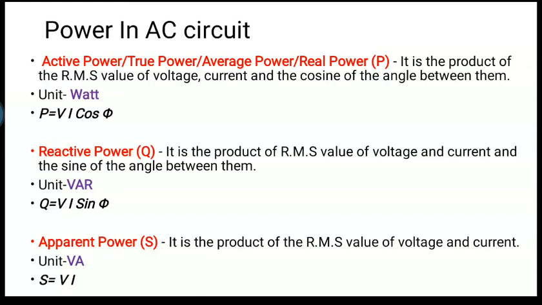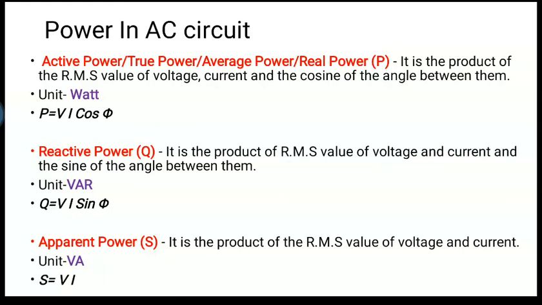Second one is reactive power. It is a product of the RMS value of voltage and current and the sine of the angle between them. So only cos will be replaced by sine. That is the only difference. It is denoted by Q. Q is equal to VI sine phi. What is the unit? VAR. V is for voltage, A is for ampere, and R means reactive power. So R is just a denotation of reactive.